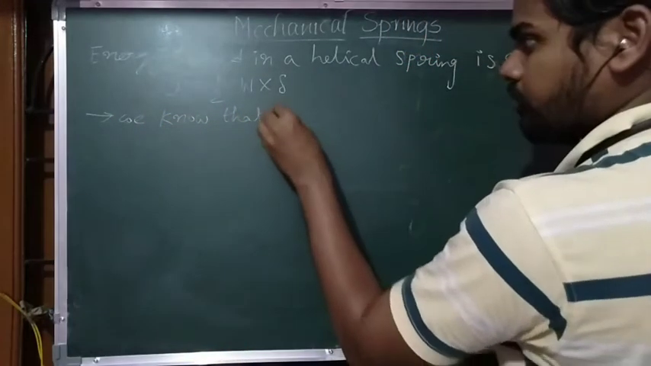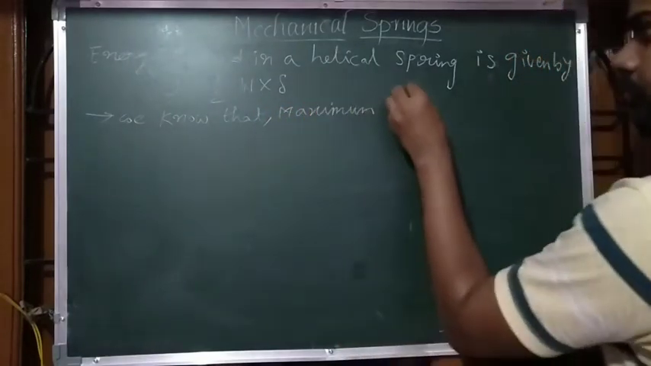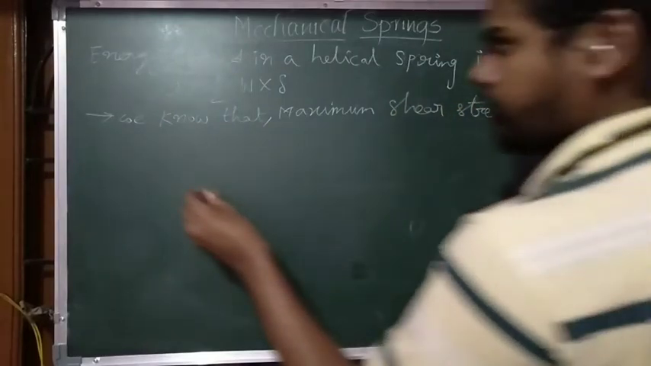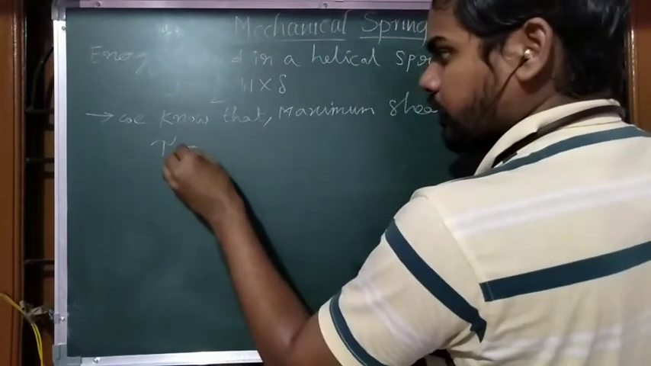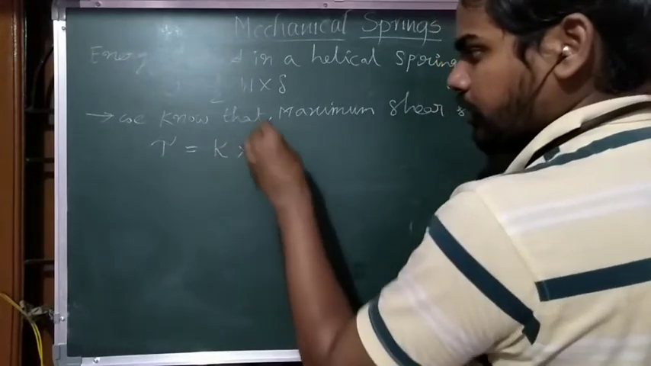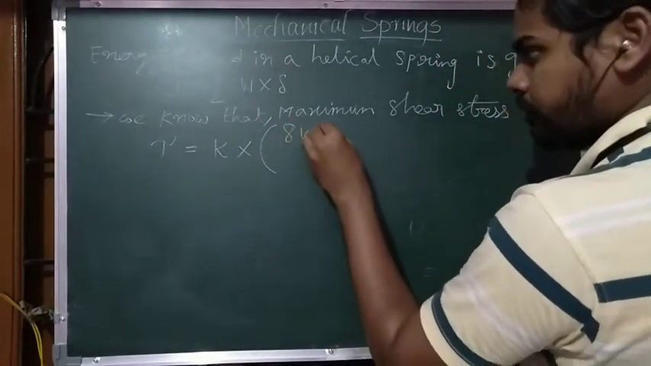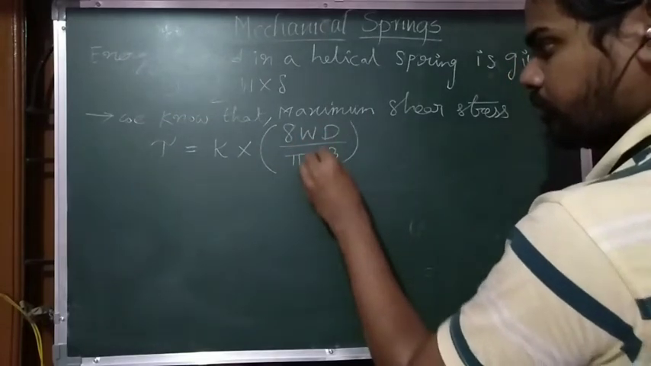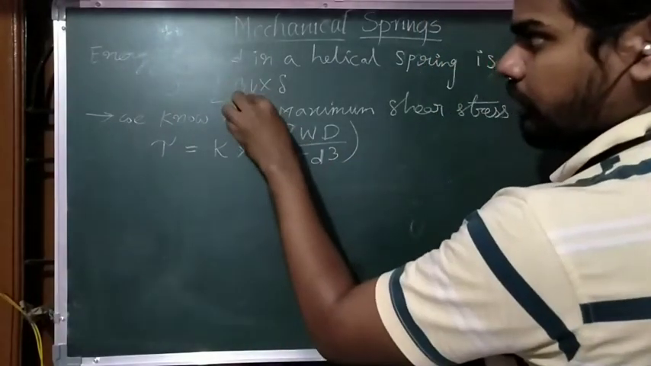Okay, so we know the maximum shear stress of a helical spring. What is the formula of maximum shear stress? We have already seen so many problems. Tau is equal to K, the Wahl stress factor, if the curvature effect is considered, into 8WD by pi d cube. Now from this relation, we need W.